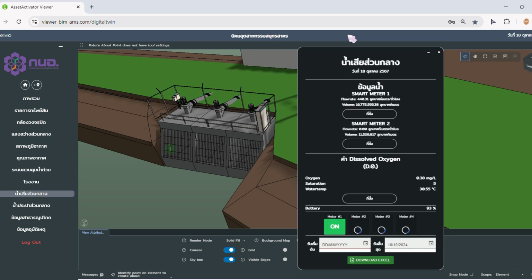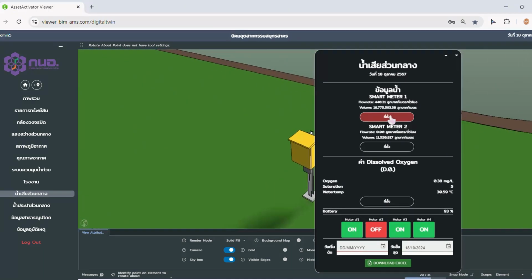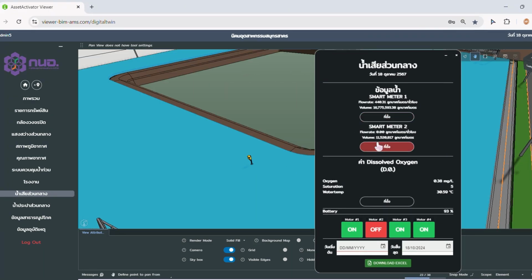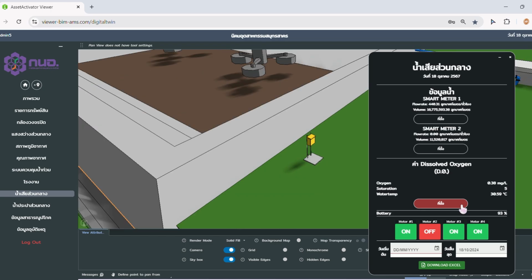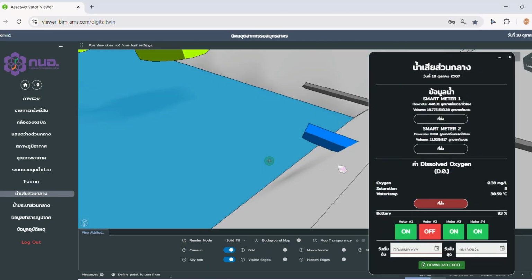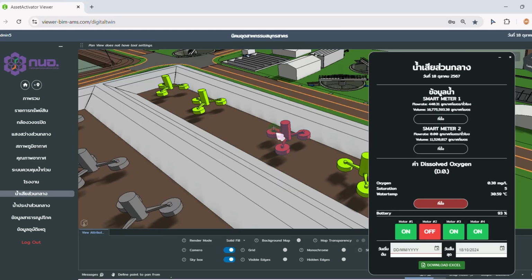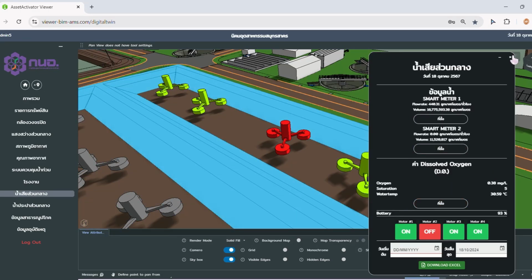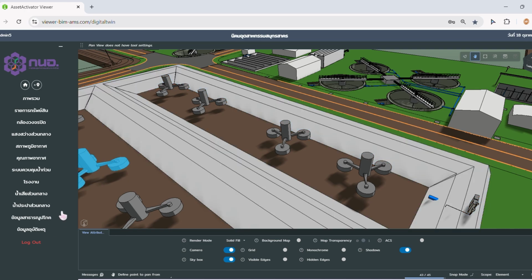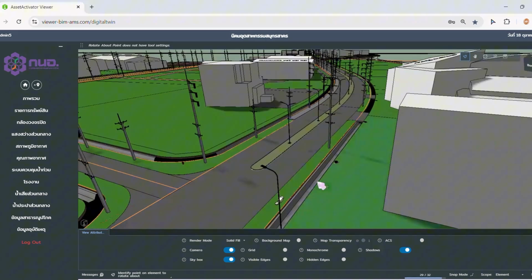Also, we did the digital twin for the underground as well. We could see the water pipe, the gas pipe, the electricity, or the internet pipes, something like that. So this could be useful, and I hope that you could apply it to your city. Even though this one is the industrial estate, I hope that you could apply it to other smart cities as well.